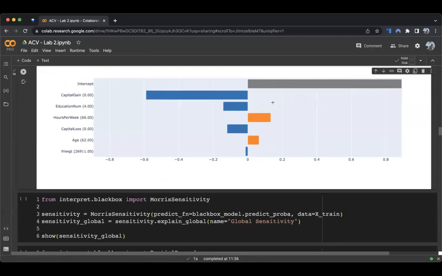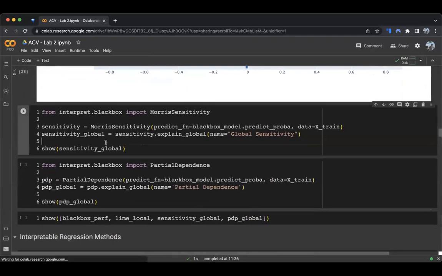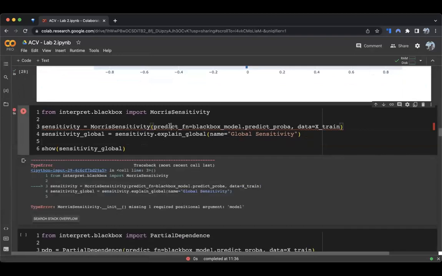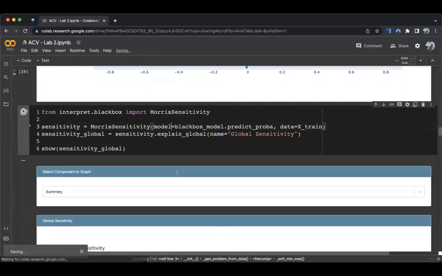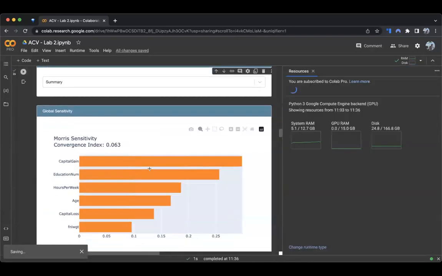Okay, and you can see that even for a black box model, something that you have no idea what it is, something so complicated like a neural network, you're still able to understand why the model made its decisions. And here you can go for the same thing. Let's just replace this with model and go. And this is what we call the Morris sensitivity.